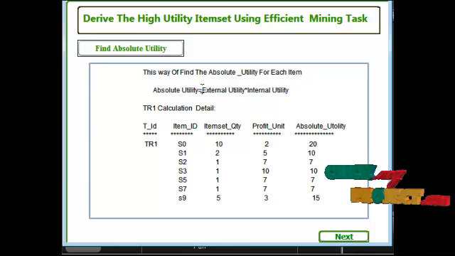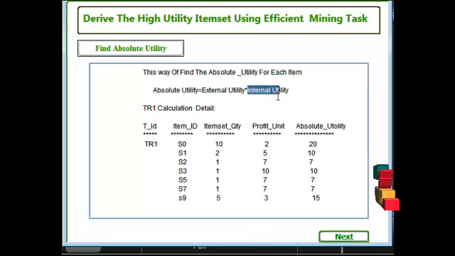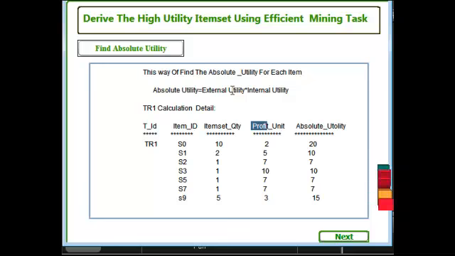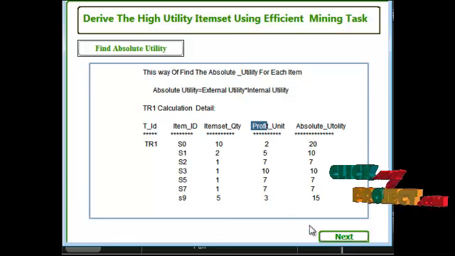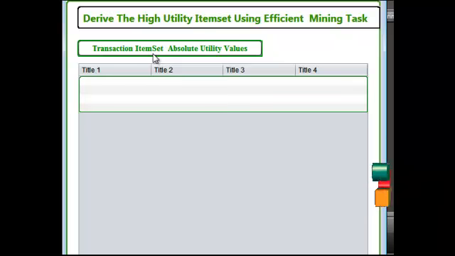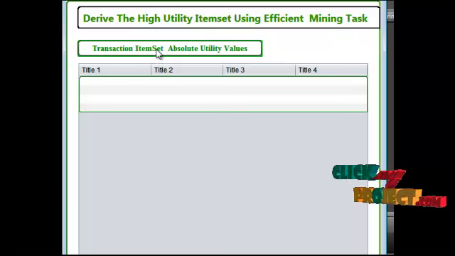Here the item quantity is considered as one utility and the profit unit as the other. By multiplying these utilities we get the absolute utility. Next we go to the transaction items' absolute utility values. Here we click the button.